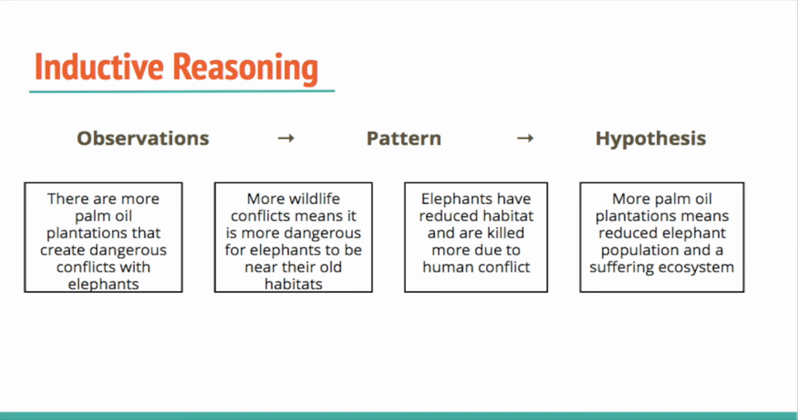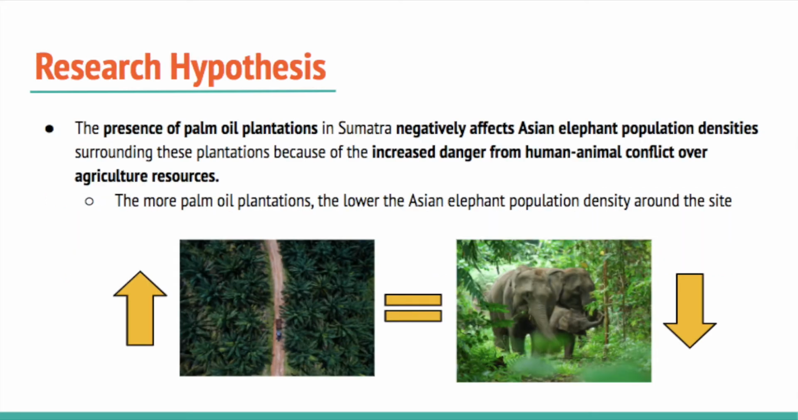For the inductive reasoning for our project, we have observed that oil palm plantations have created conflicts with elephants. More conflicts means that more elephants are killed, and more palm oil plantations means reduced elephant populations and a suffering ecosystem. Our research hypothesis is that the presence of palm oil plantations in Sumatra negatively affects Asian elephant population densities surrounding these plantations because of the increased danger from human-animal conflict over agricultural resources. So, as shown in this little graphic below, the more palm oil plantations, the lower Asian elephant population densities will be around the site.